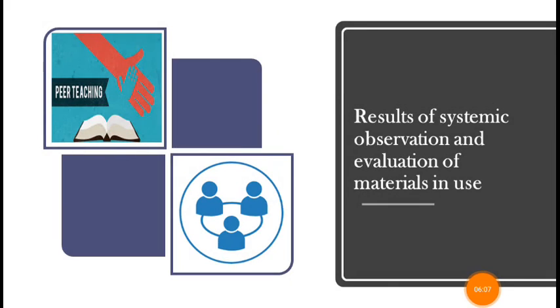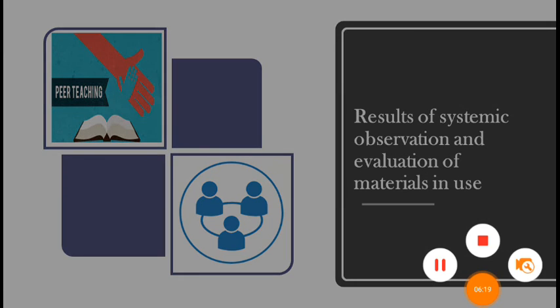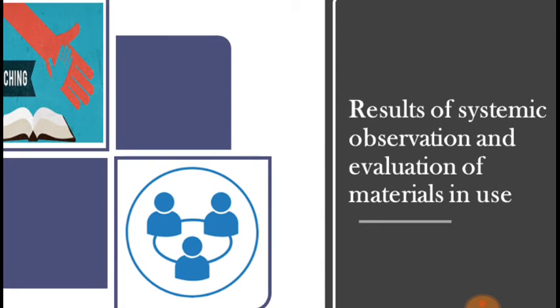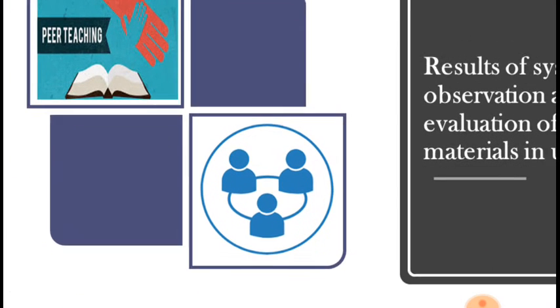And the last one that Tomlinson cited is the result of systematic observation and evaluation of material in use. Systematic observation analyzes and highlights the strategies and variables that will help favor the creation of motivational climates oriented to learning by the teacher.